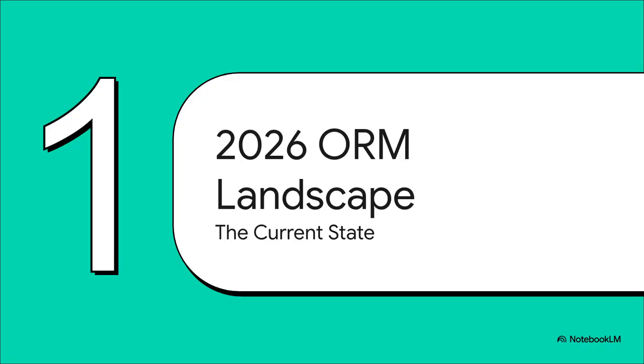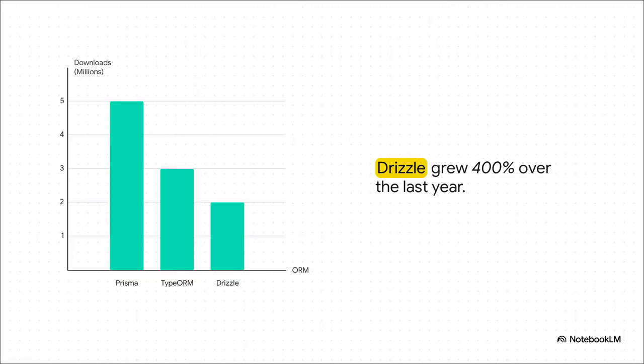Okay, let's dive into this first section and see exactly where we stand right now. The Node ecosystem has matured a ton. We've largely moved past older, heavier tools like TypeORM and Sequelize, and everyone's really migrating towards solutions that offer just flawless TypeScript inference. Now, Prisma is still the reigning market leader, pulling in around 5 million weekly downloads. For a lot of teams, it's just the default choice.